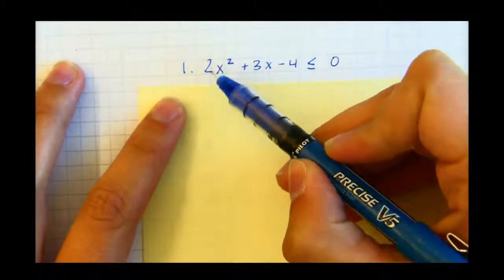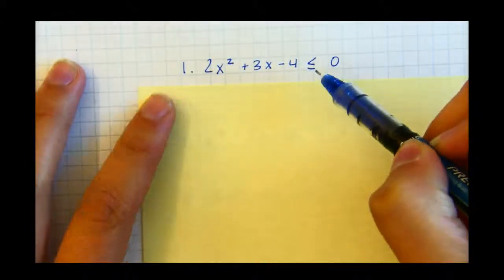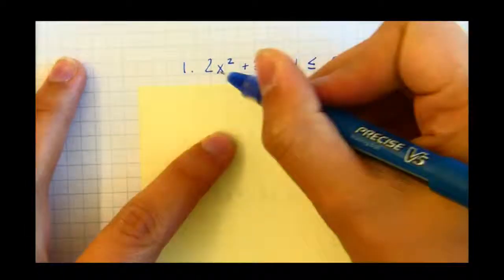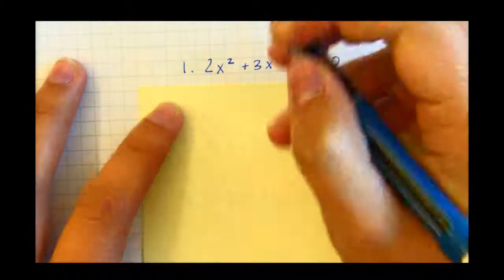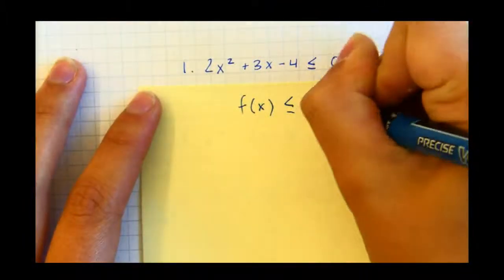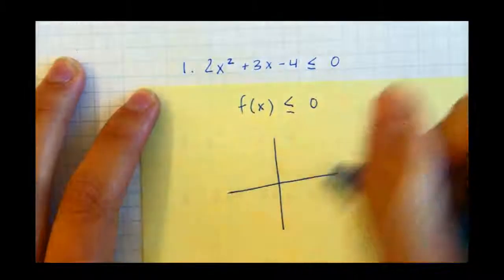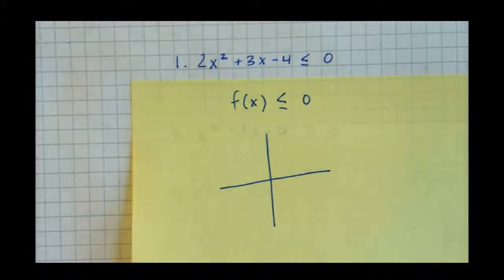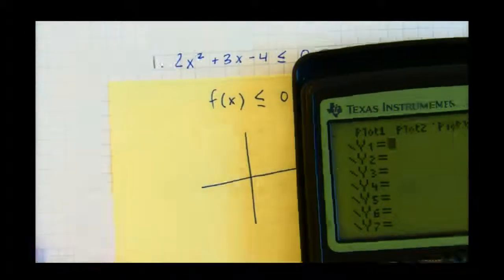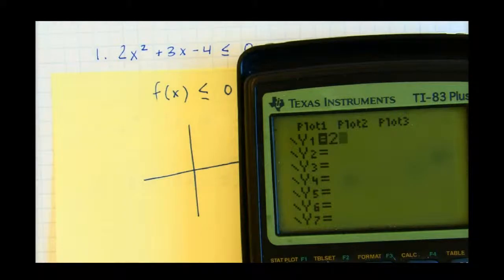So for this first one, 2x squared plus 3x minus 4 is less than or equal to 0. So 2x squared plus 3x minus 4, that's my f of x. I'm looking at where it's less than or equal to 0. So my first step, I'm going to graph it, and I'll use my graphing calculator to find those zeros. So in my y1, I'm going to type in that whole equation, 2x squared plus 3x minus 4, and I'm going to graph it.